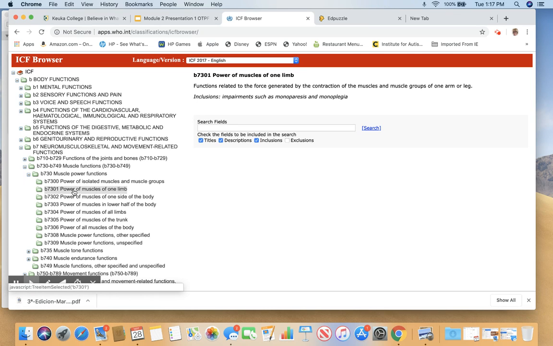Inclusions for this would be monoparesis or monoplegia. I'm not going to get so much into the inclusions right now, or even into the descriptions. But if we're working with an individual that has had a stroke and they are having difficulties with one side of their body, this code here will allow us to get reimbursed for services that we provide in order to address this area. That's why this is very important.